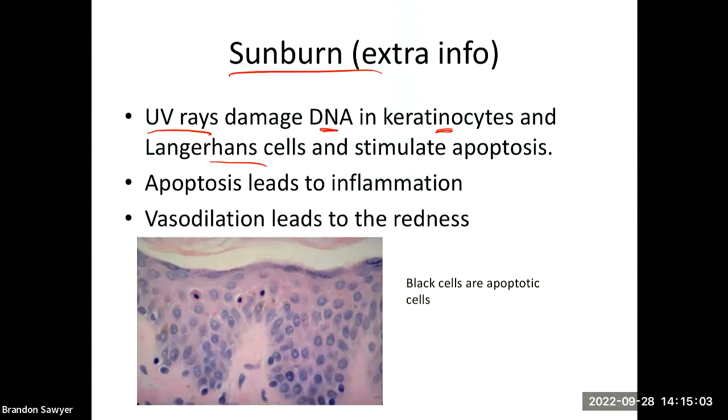Then we get a bunch of cells that are dying. They release chemicals that stimulate inflammation in our skin, right? And then that inflammation leads to blood flowing to that area, vasodilation. That's how we get the redness and the pain, okay? And we can see this here, these blacker cells are ones that have died. And then they're spilling out their contents, and that's what stimulates the immune system, causes that redness, causes that pain that we get with sunburn.